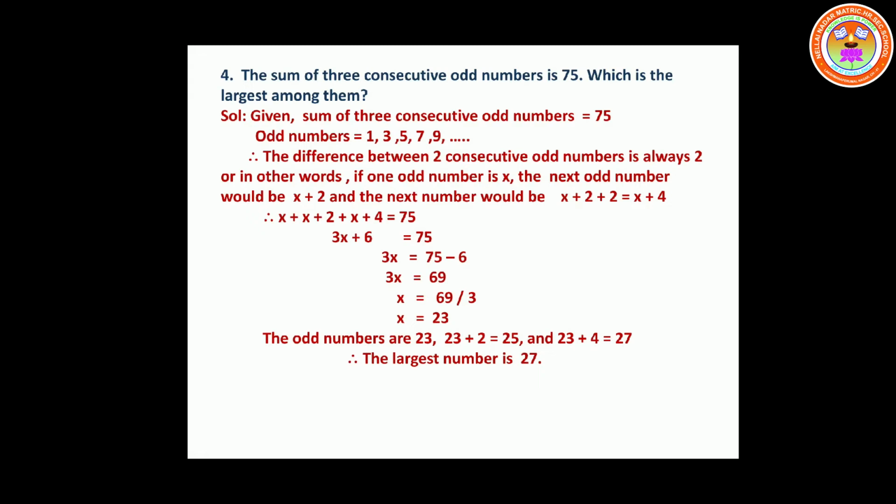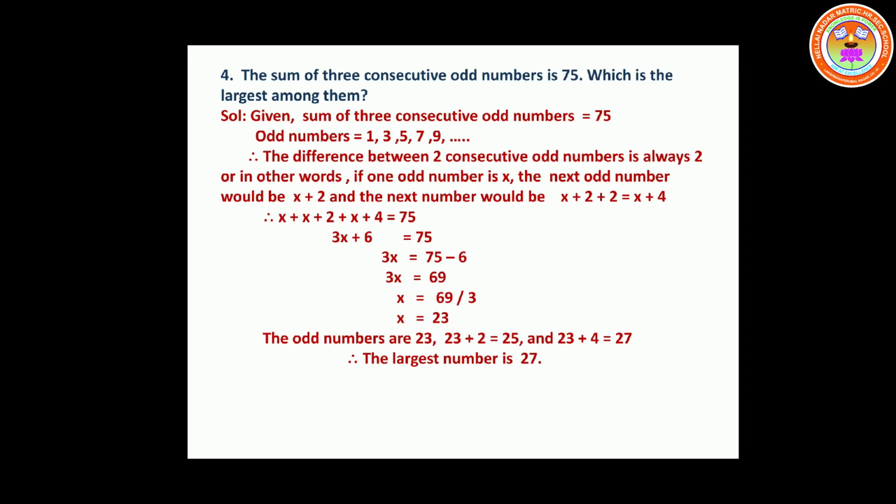Next, the next odd number will be x plus 4. So x, what I have taken? 1. 1 plus 4 is 5. So I have got 1, 3, 5. It goes on. So now I framed the 3 consecutive odd numbers. They are x, x plus 2 and x plus 4. So these are the 3 consecutive odd numbers.